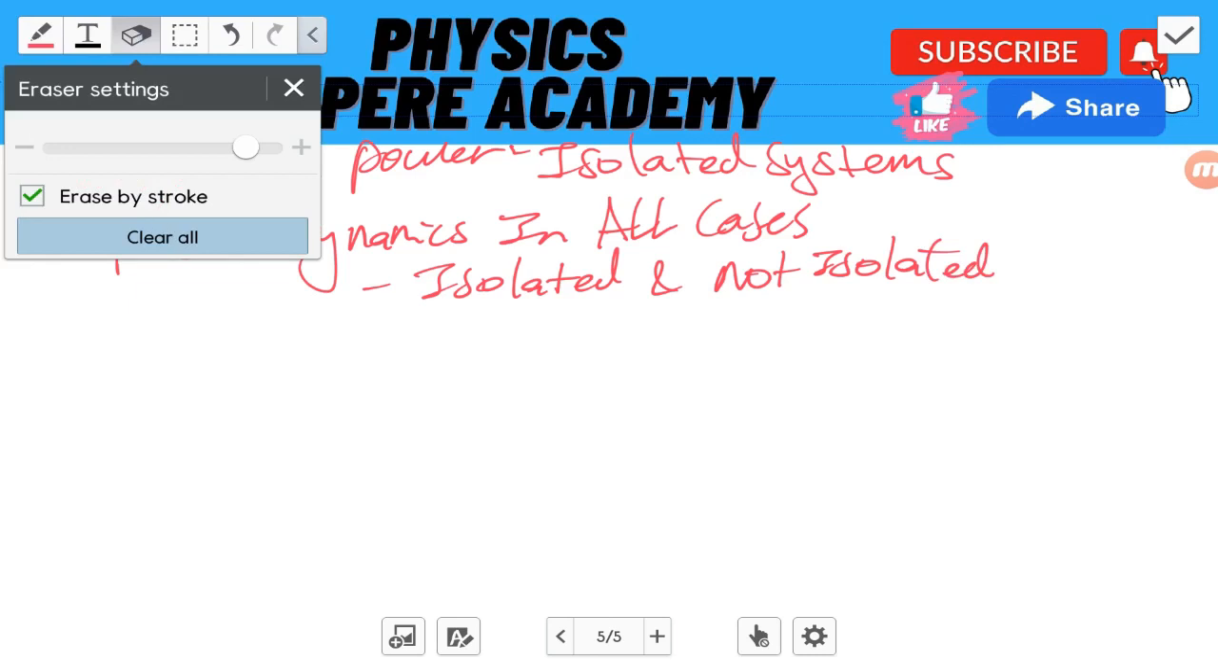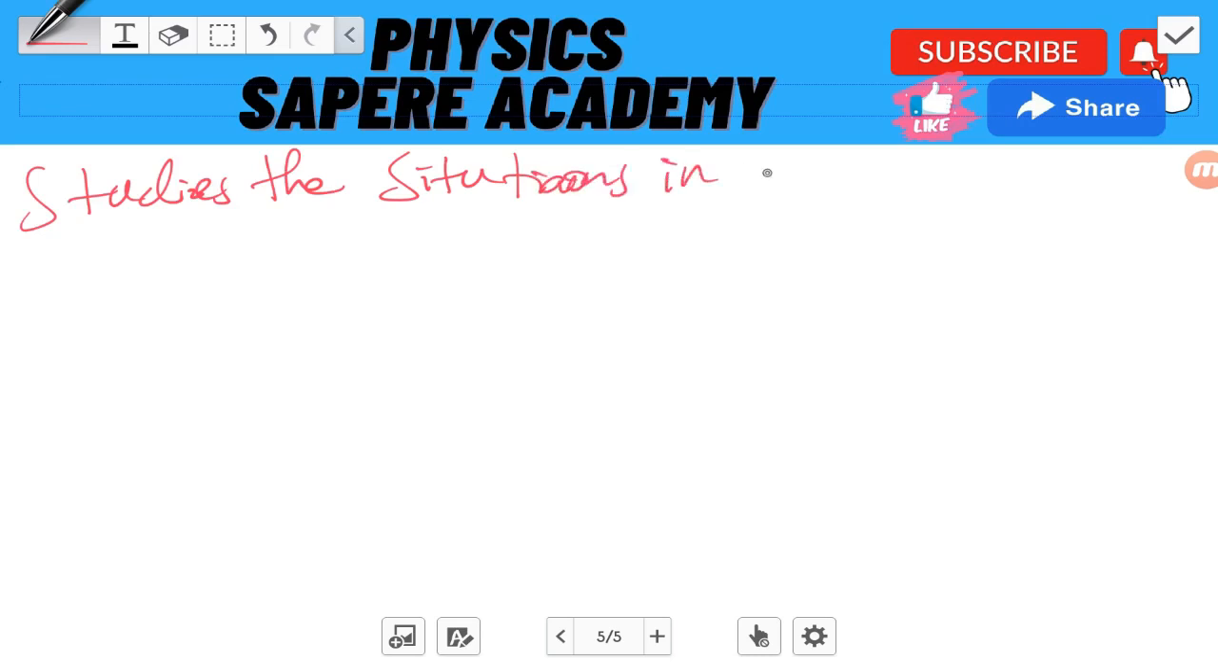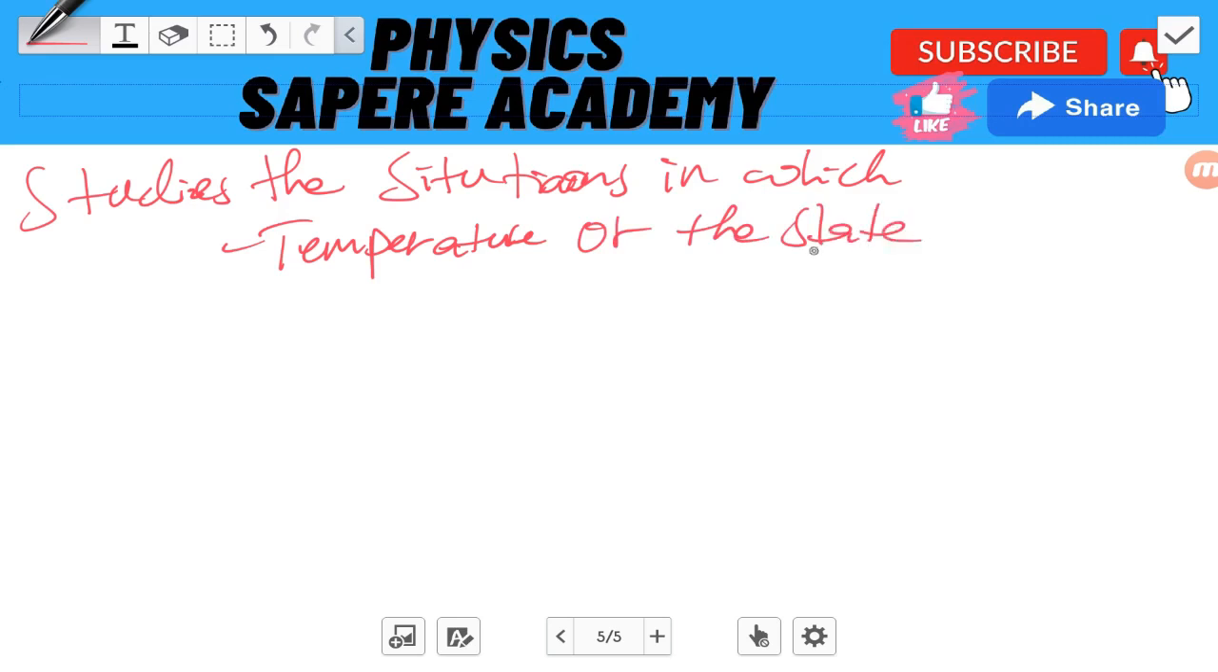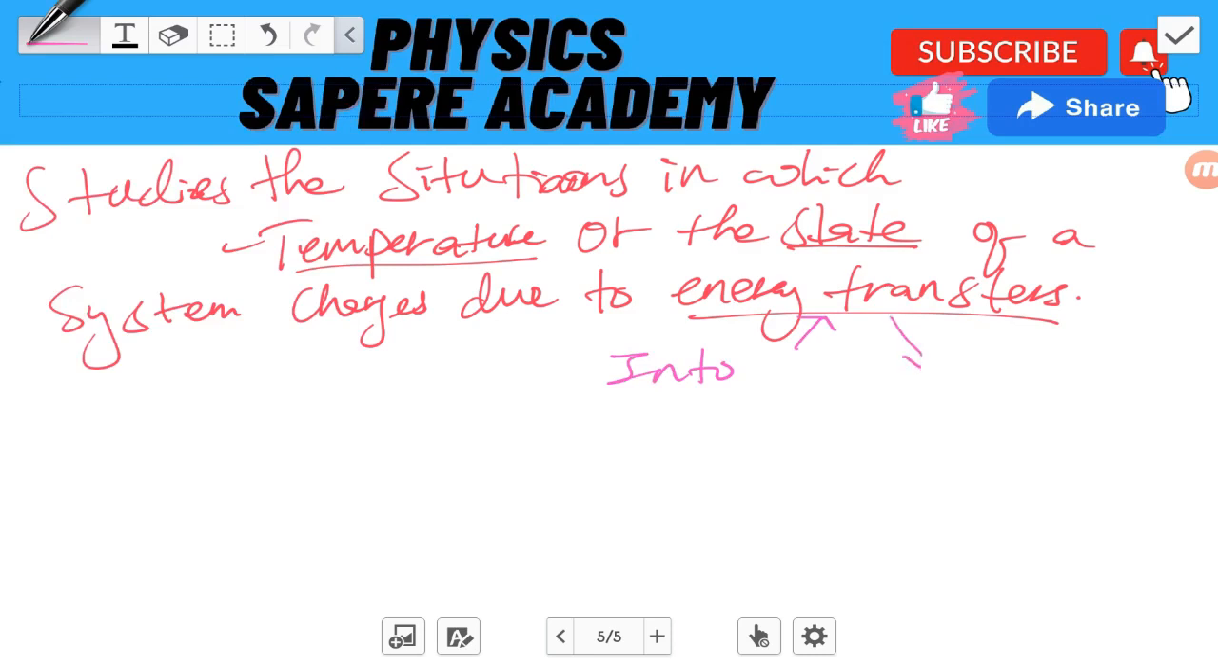Something else that we can understand is that thermodynamics also studies the situations in which the temperature or the state of a system changes due to energy transfers. Now, energy transfers might be into the system, or might be out from the system.